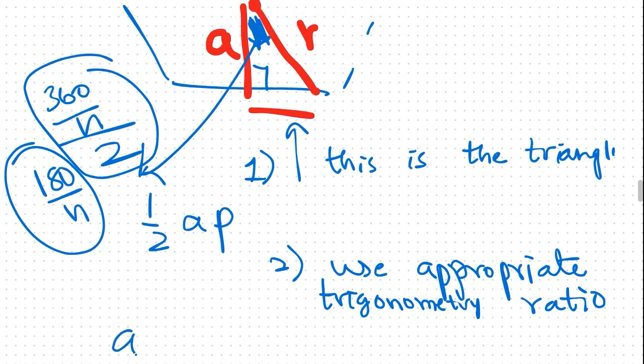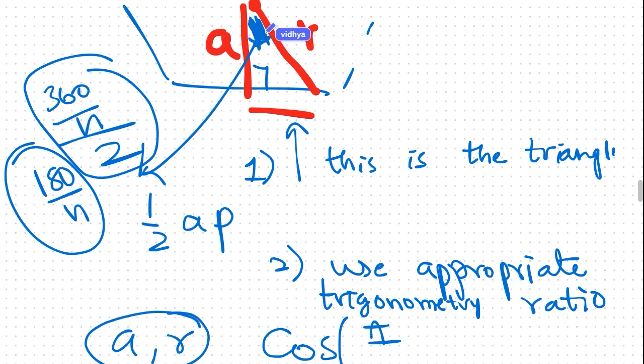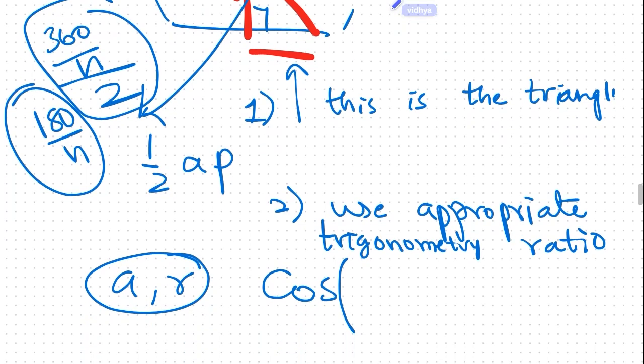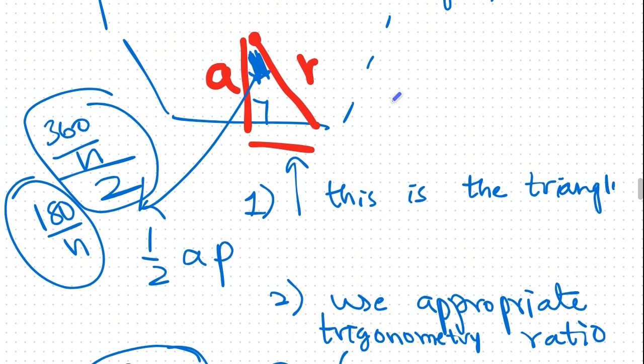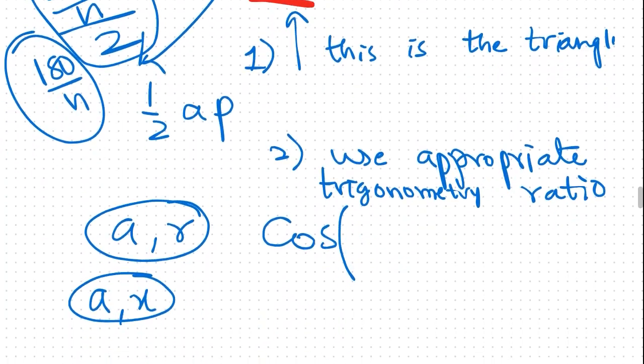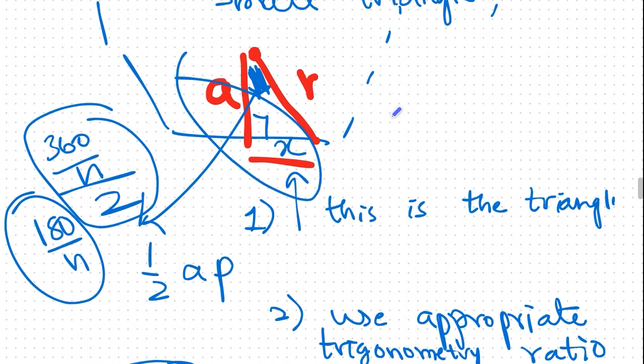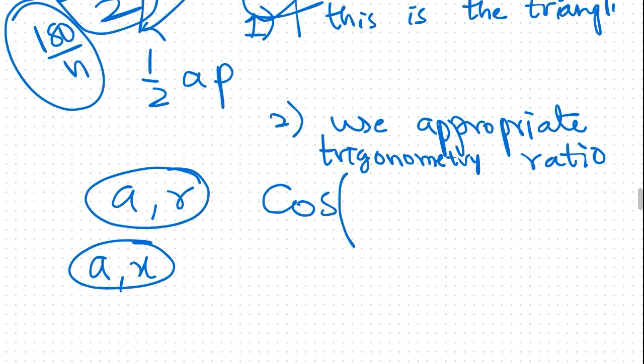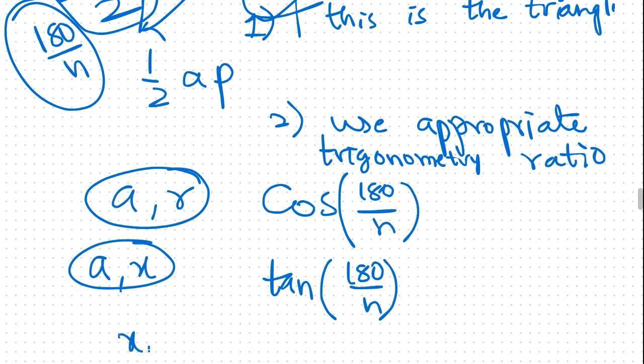For a and r, we have to use cosine, since it is adjacent over hypotenuse. Okay, let's say this side is x. So a and x means which ratio? Tan, good. And what about x and r? Sine. So x and r means sine of 180 by n.